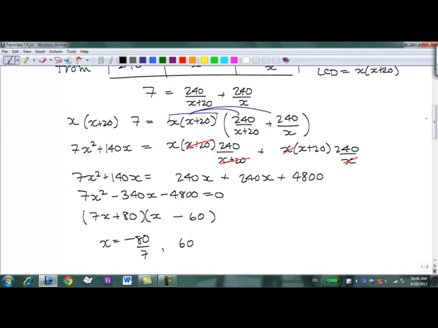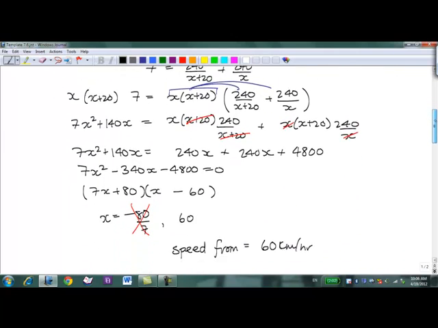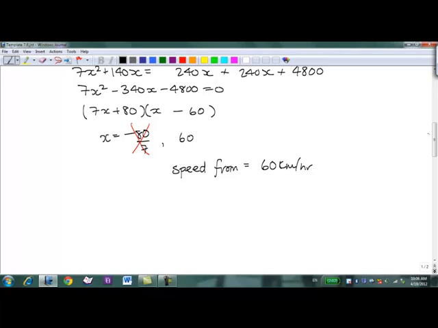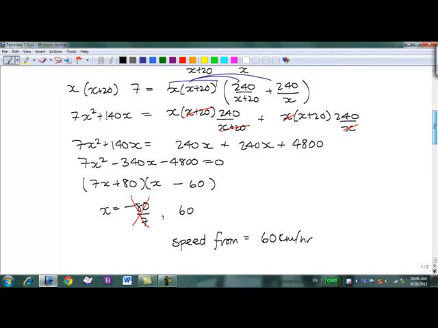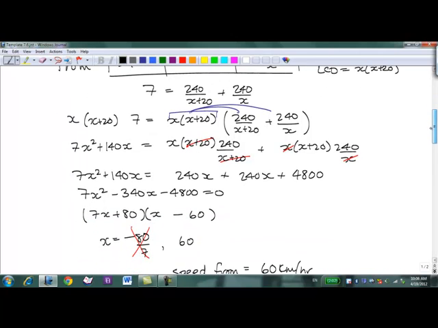Let's check this against some restrictions. A speed of negative 80 over 7 doesn't really make sense. We want a positive speed here. So we're probably looking at a speed from the Emporium of 60 kilometers an hour. It might be worthwhile to plug that into the original equations and give yourself an idea if that's a reasonable answer. But I think that's pretty good.